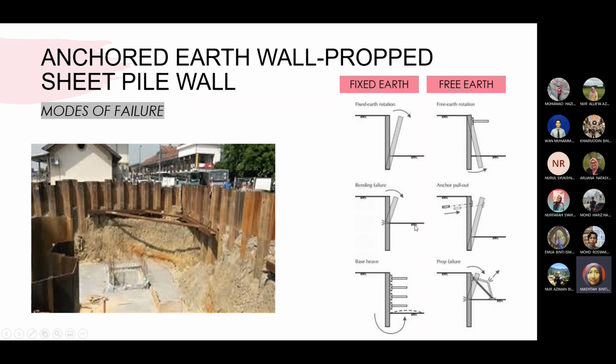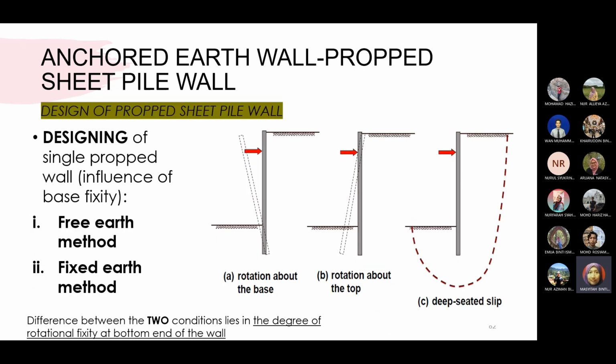And then, talking about bending failure for fixed earth, it can happen at these positions, like this is how it acts. But if you have free earth with anchor pull up, this is the possibility of bending failure. And the next one is about base heave, then prop failure. It could be that when you apply the steel reinforcement, suddenly the steel bar breaks due to some reasons or the moment force you apply to the structure. Okay, those are the important things.